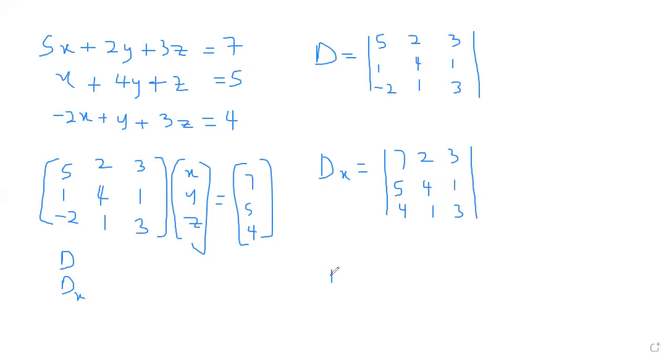So next will be dy. dy means you replace y. These are the x coefficients, y coefficients, z coefficients. So we are replacing y. So x remains the same, 5, 1, -2. Then you replace y with 7, 5, 4. Then we have 3, 1, and 3.